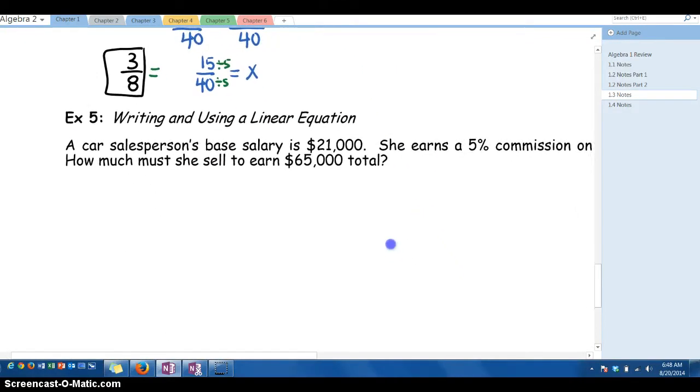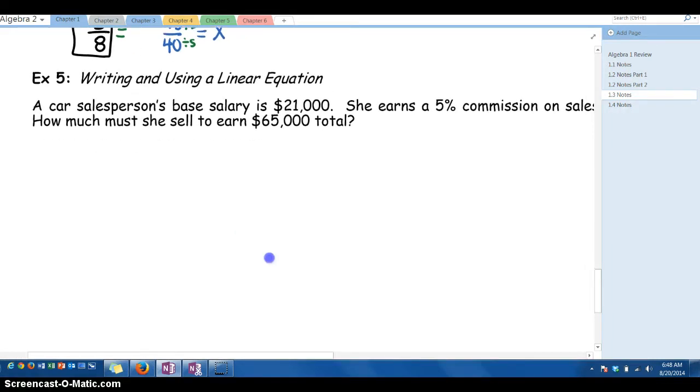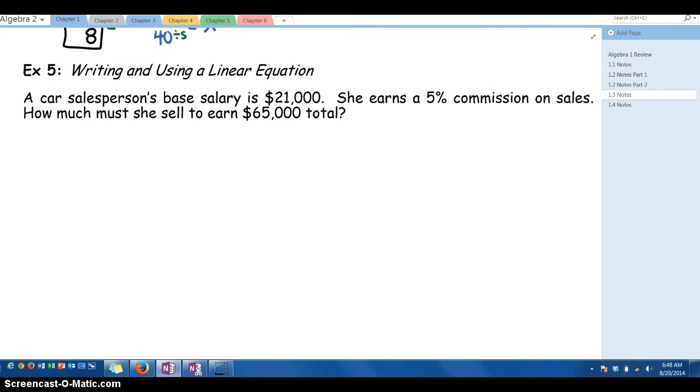Last one. Example number 5, it says, writing and using a linear equation. It says a car salesperson's base salary is $21,000. What base salary means is that's what they get every year, whether they sell anything or not. This is guaranteed. Every year they're going to get this, regardless of what they do.